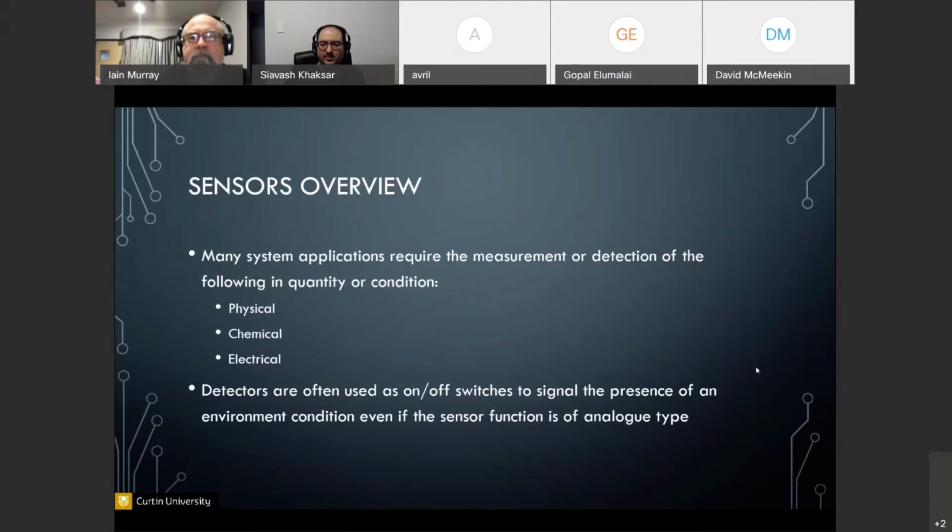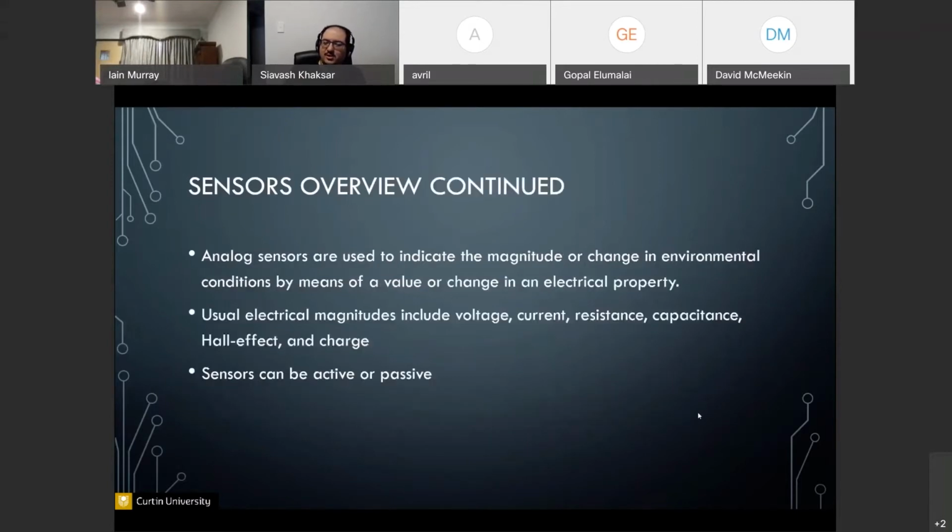As a general overview, most systems require a measurement and detection of a quantity or condition of a physical, chemical, or electrical characteristic. We usually detect them as on and off switches, and there is a signal coming in, and we want to sense that signal. The basic idea with most sensors is you are calculating a change in voltage, current, resistance, Hall effect, charge, or any other electrical characteristic. And then that electrical characteristic gets translated to a change in environment, change in temperature, change in pressure.